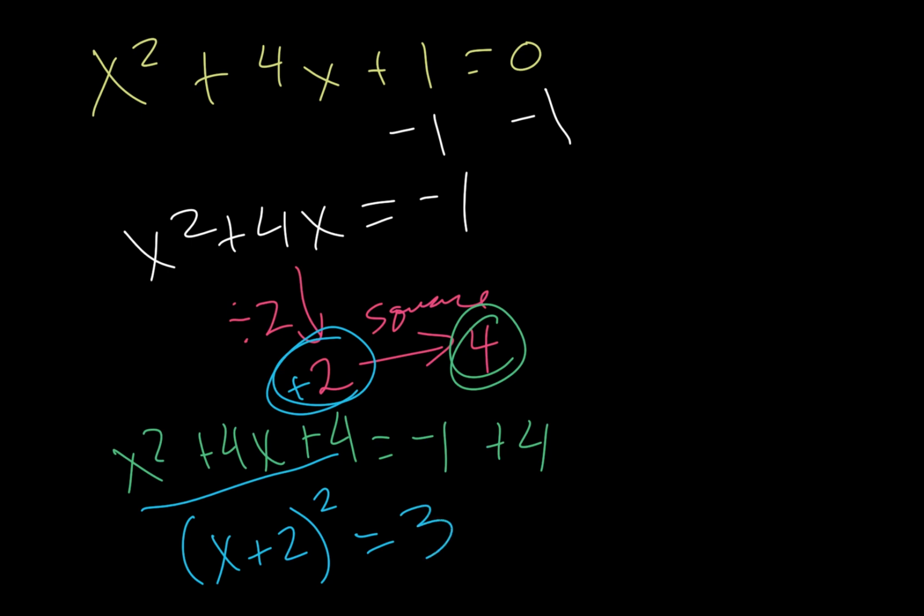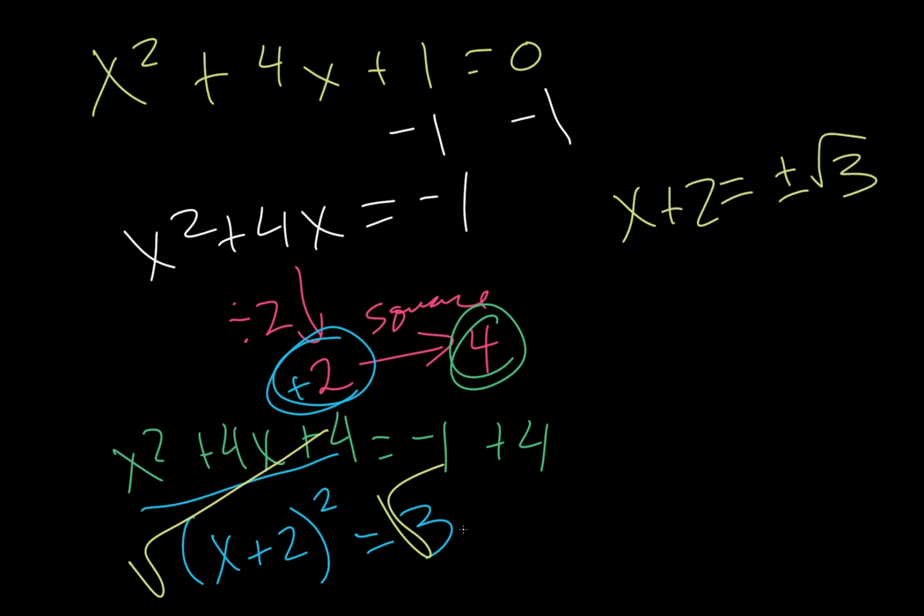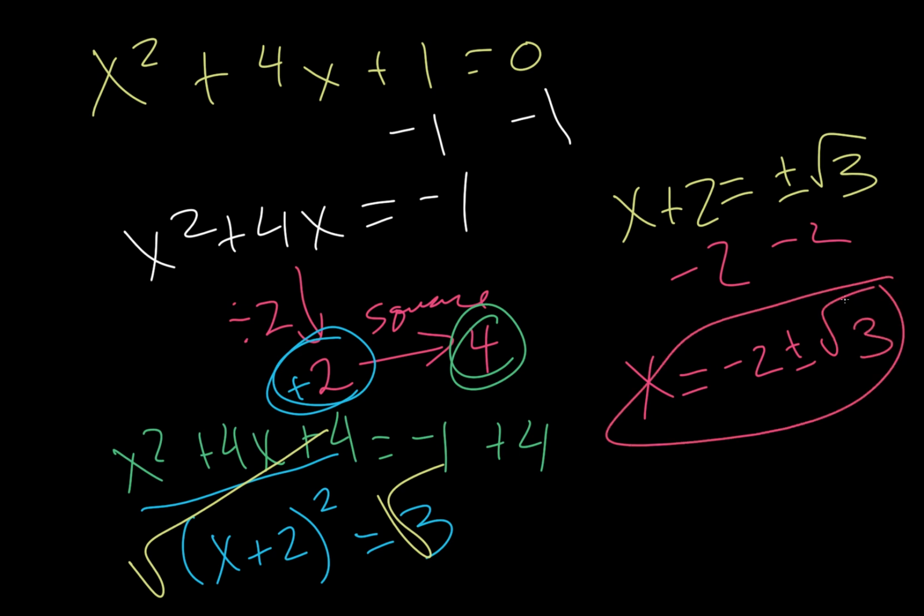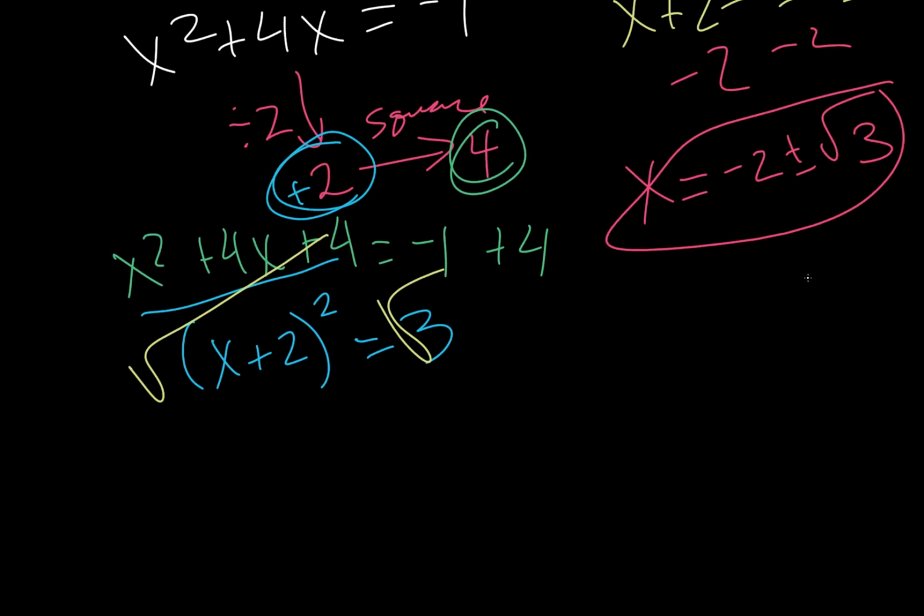Now from this point on, we can just use regular algebra. So we square root, cancels that. So we're left with x plus 2 equals plus or minus the square root of 3. Remember, when we introduce a square root, we have to do a plus or minus. And then from here, we subtract 2. And so x equals -2 plus or minus the square root of 3. And that's it for that one.